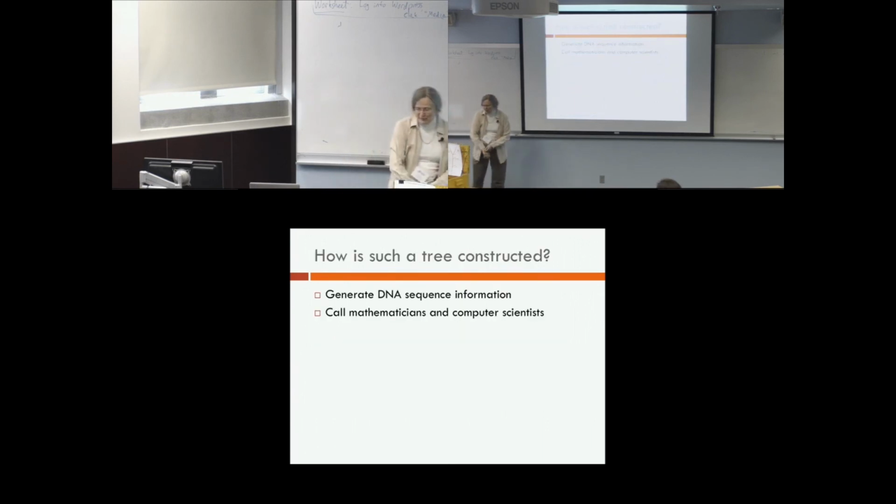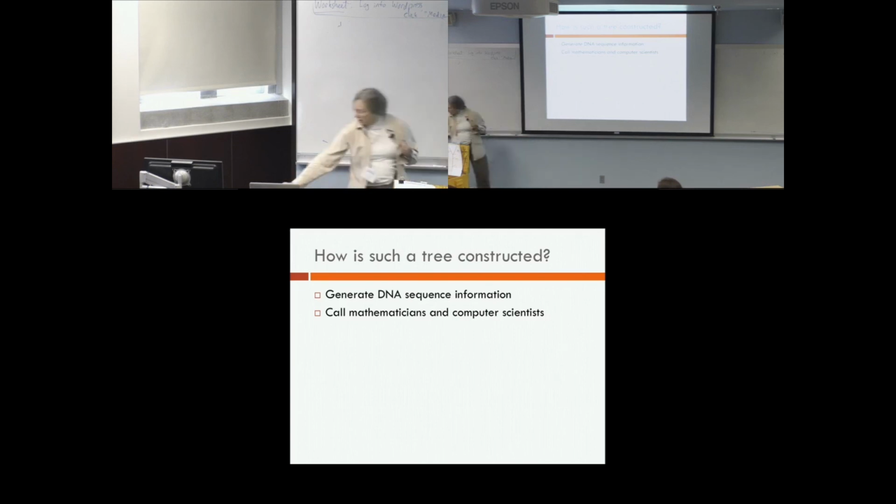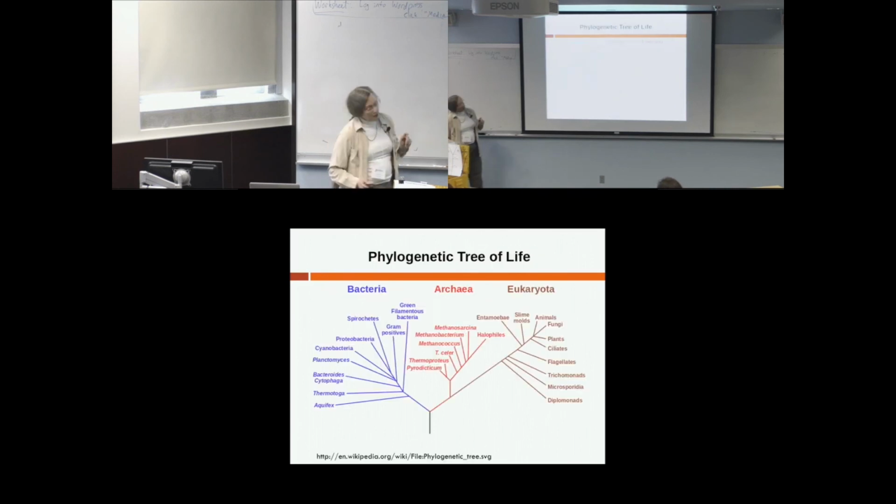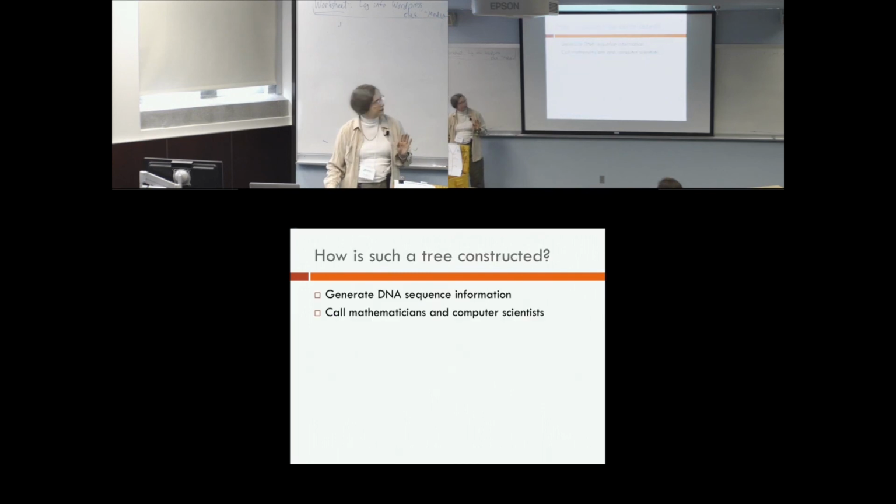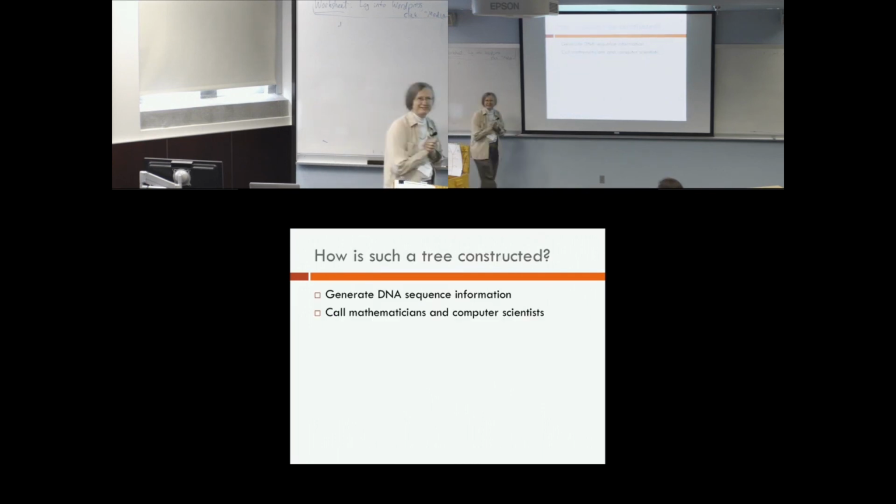that it quickly became clear that we needed serious mathematical and computational help. So how do we construct a tree such as this one? Well, first we sequence, right? We can do that. The biologists are very happy sequencing, especially now that we have marvelous machines that do it better than we ever could, 100 base pairs at a time. And then we call for expert assistance from mathematicians and computational scientists. And with that, I'm going to turn the floor over to Terrell.